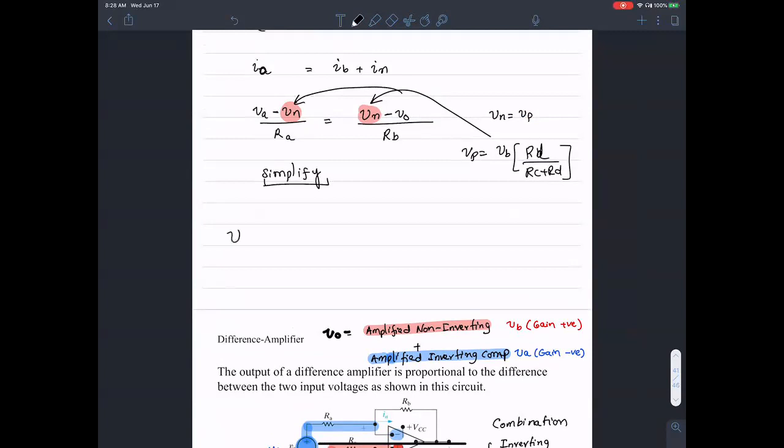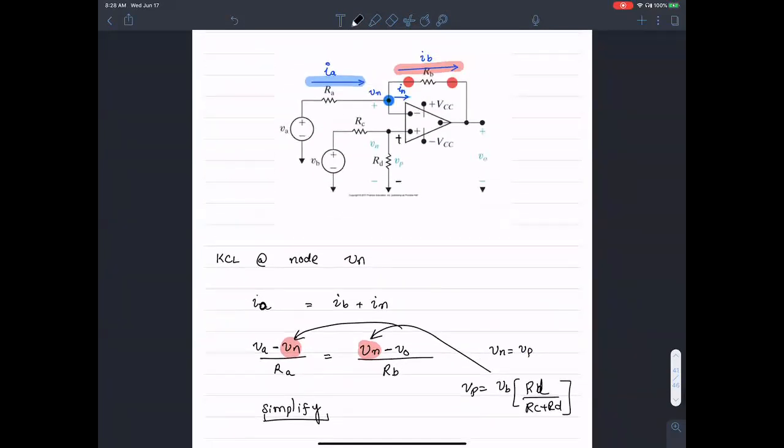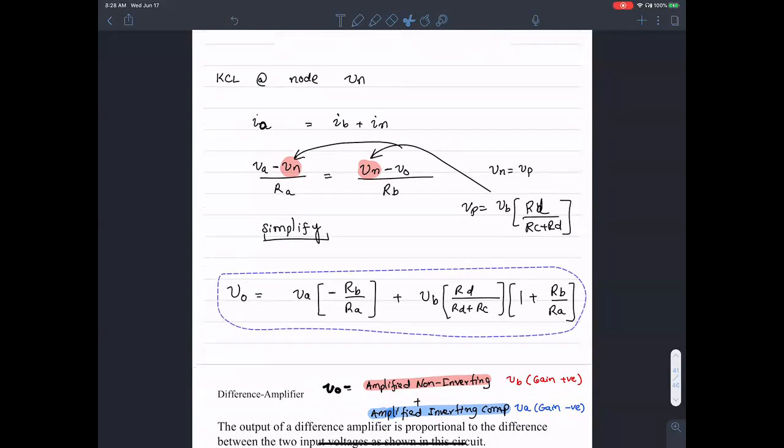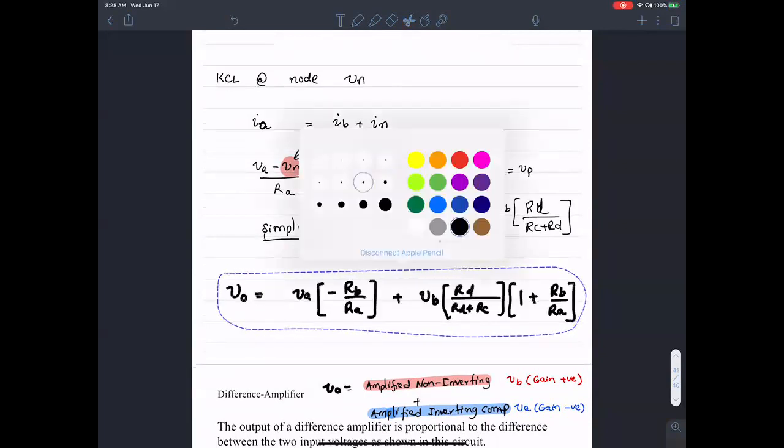Okay, let me write it out. Vout is going to be Va times negative Rb over Ra plus Vb times Rd over Rd plus Rc times 1 plus Rb over Ra. This is the output that you should expect to see once you plug in Vn as that expression, and then simplify.